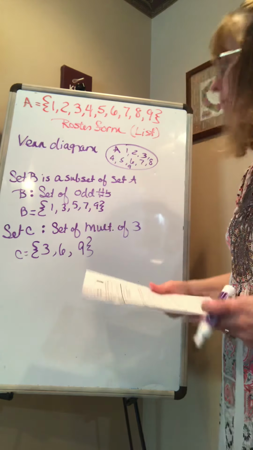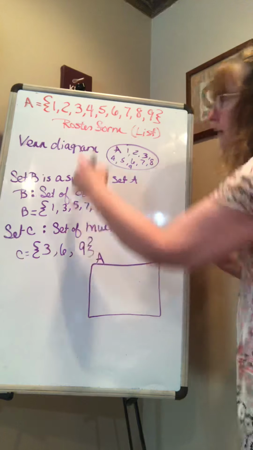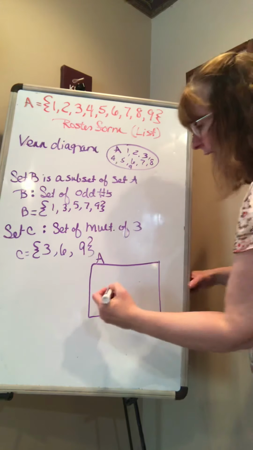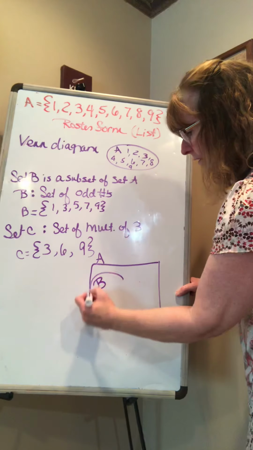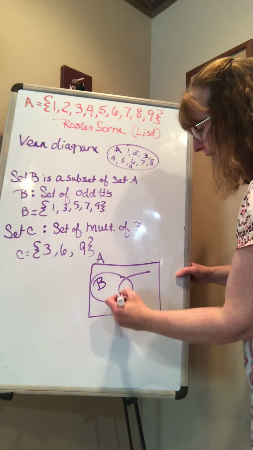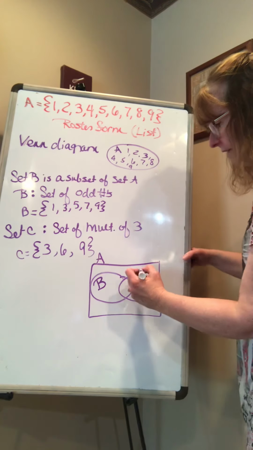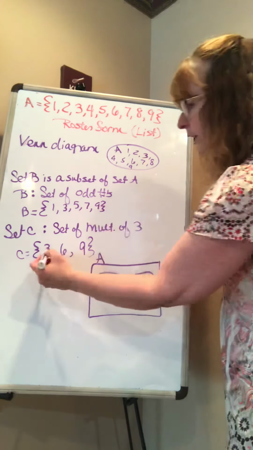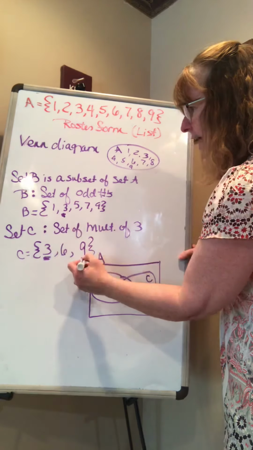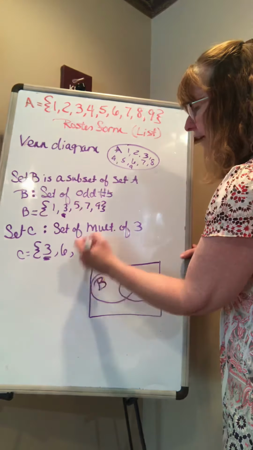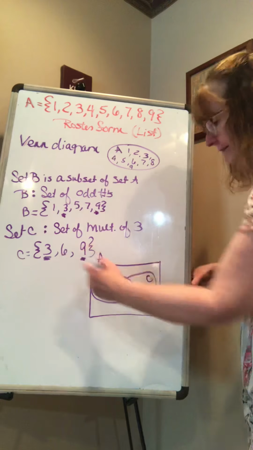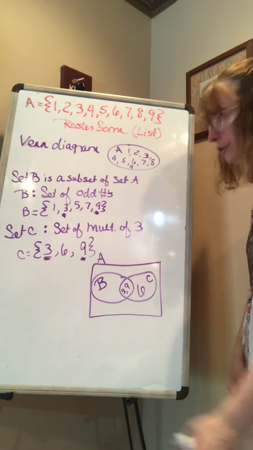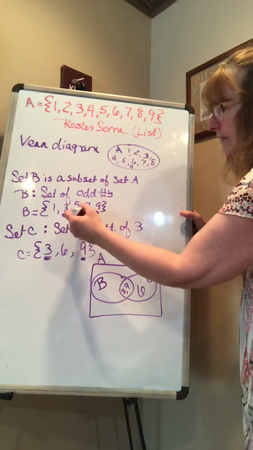Let's just very quickly look at a Venn diagram now. If I were to say this overall set is set A, which is defined up here, then I have set B, and then I have set C. Now, between set B and set C, I have 3 and 9 overlapping. They would go here. And set C only had 6 left over that I didn't use. And B, I didn't use 1, 5, and 7.